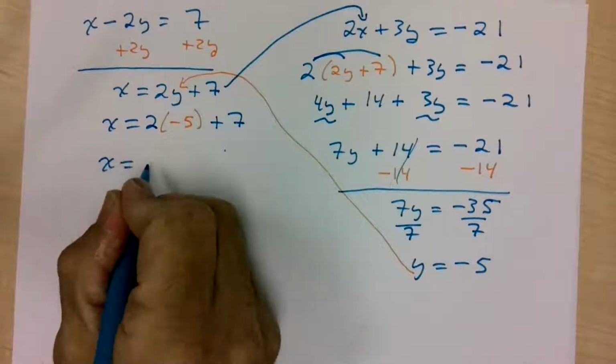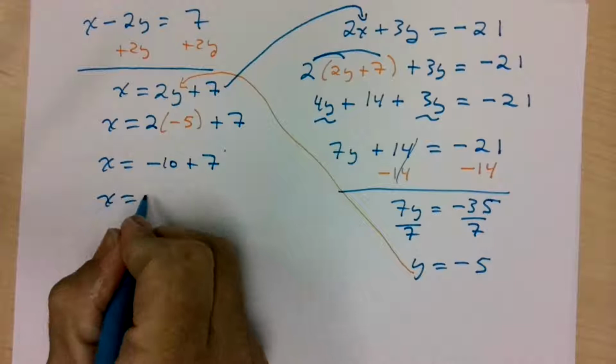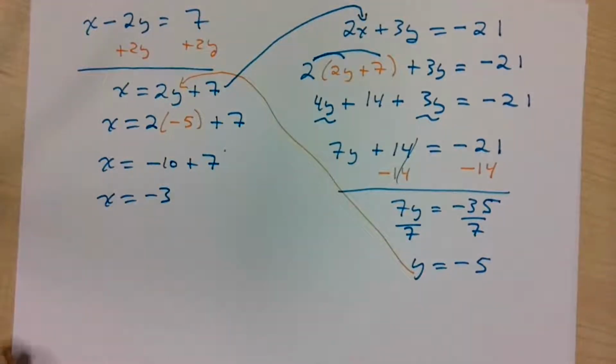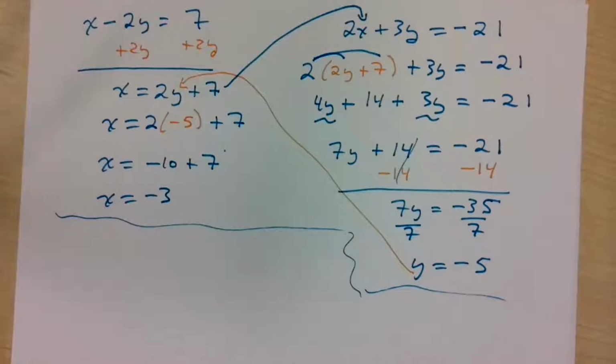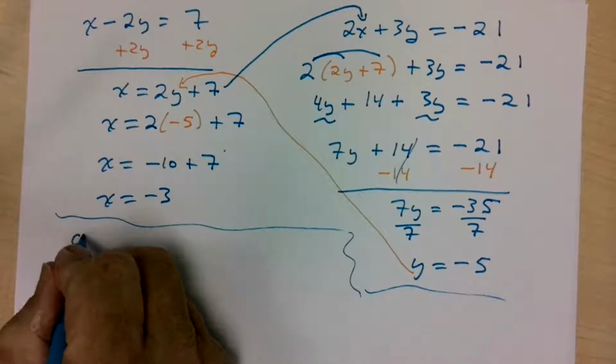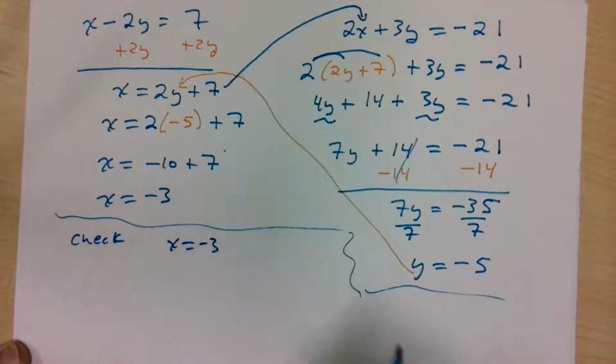So I get x equals negative 10 plus 7, and I get x equals negative 3. So we have x equals negative 3, we have y equals negative 5. We want to do our check. X equals negative 3, y equals negative 5. So we'll plug that in and see if that's what we get.